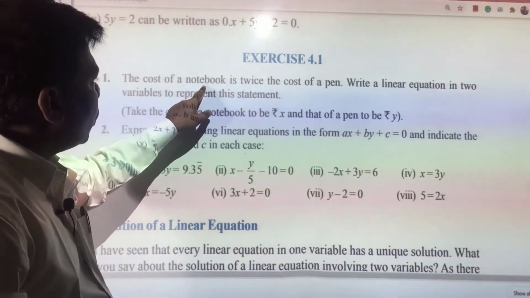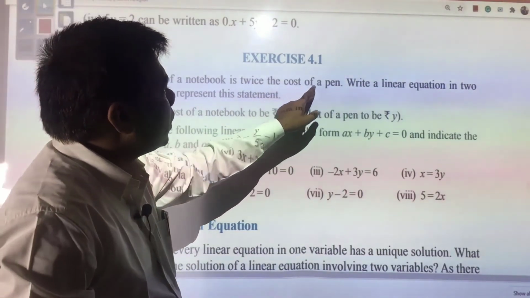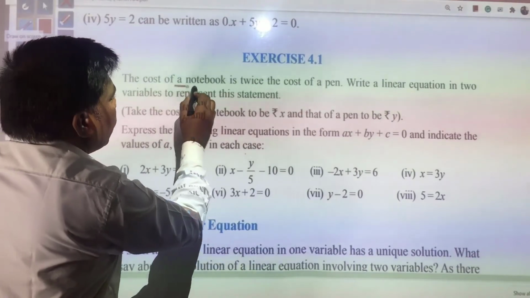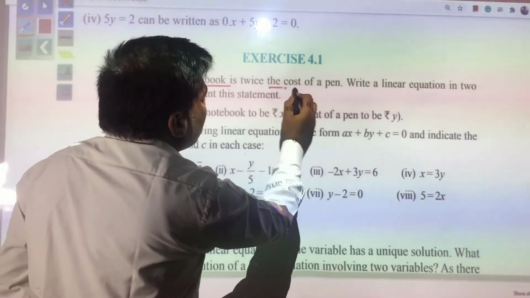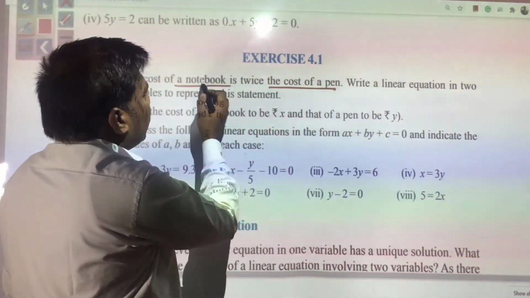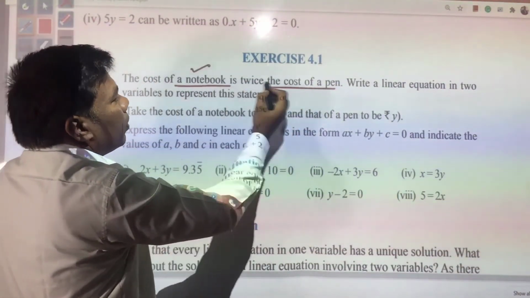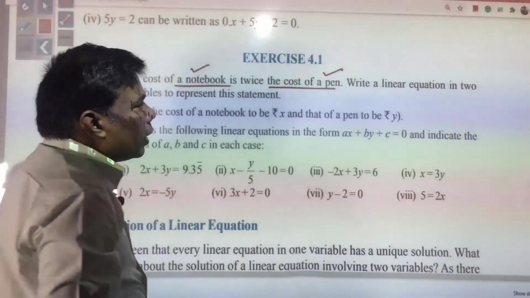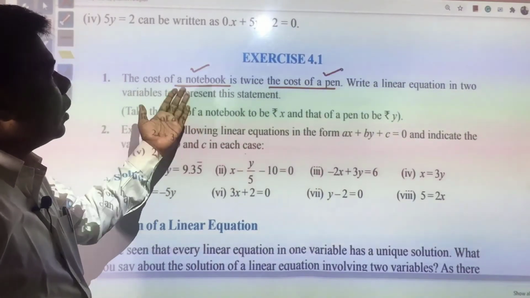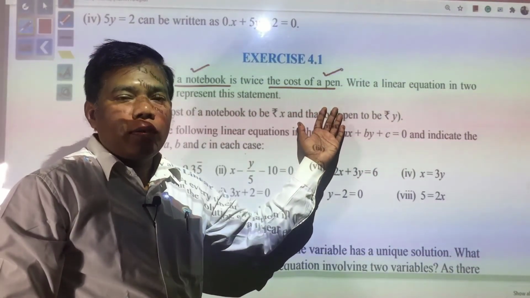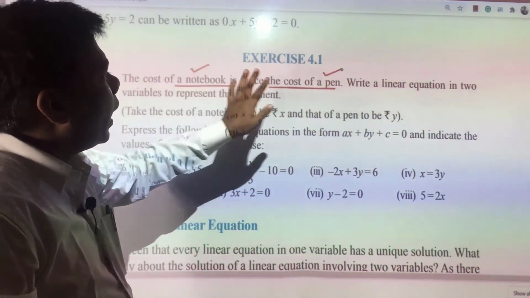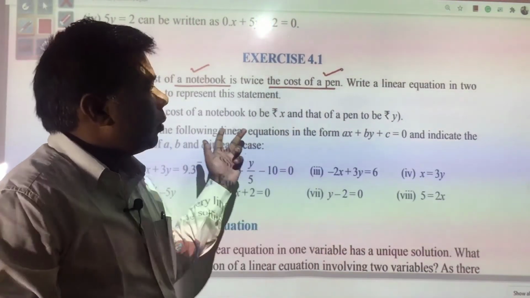The cost of a notebook is twice the cost of a pen. Just think yourself: if you know the cost of a pen, you can find out the cost of a notebook. Simply, here in two variables we need to write it down. So, you need to recognize which are the two variables we will assume. Here you have one variable, the cost of a notebook, and the cost of a pen, two variables we have.